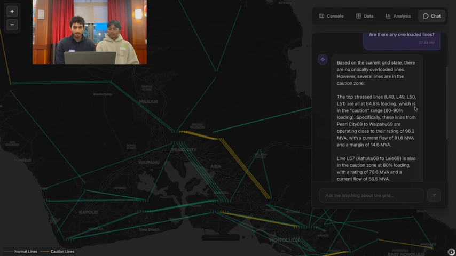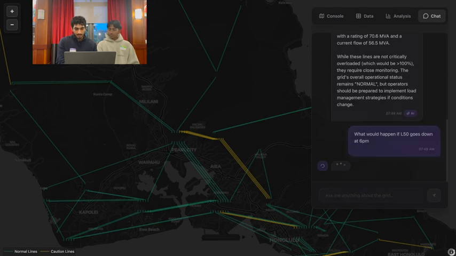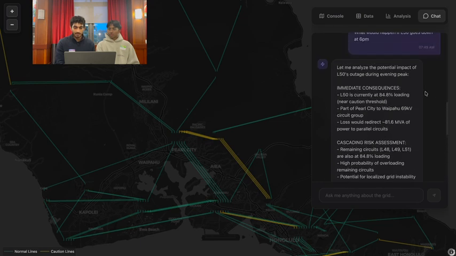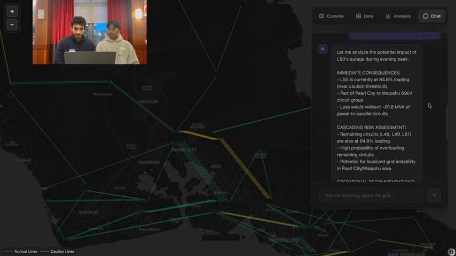stress lines here are L48, 49, 50, and because the chatbot utilizes RAG, I can ask a question like, what would happen if L50 goes down at 6 p.m.? So if the operators would like to account for hypothetical scenarios, the chatbot can pull data and then it can provide an answer. And with these answers, the operators can prevent some crises.